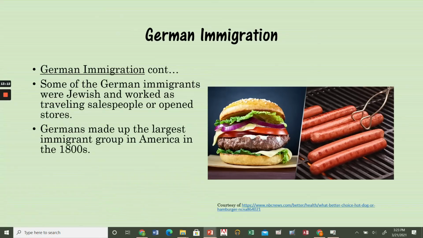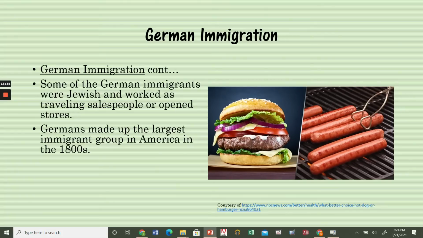And while we don't think about Germans being a big immigrant population, they were in fact the largest immigrant group in America in the 1800s. People, I think, don't often think about them as a big immigrant or ethnic group in America, just because Germans have been here for so long.